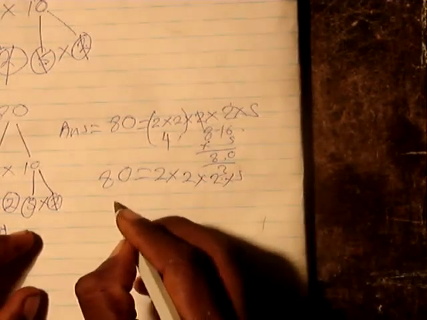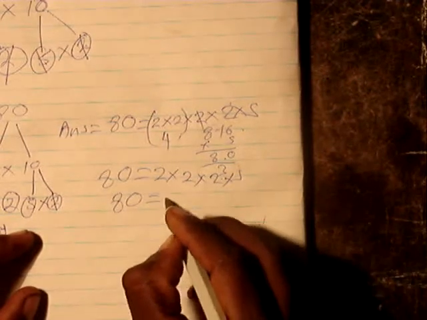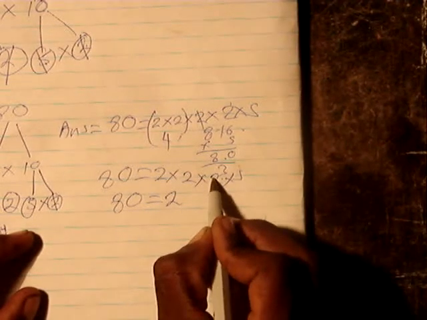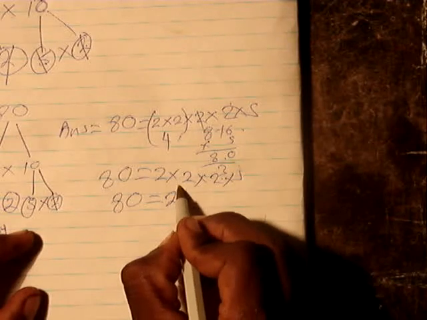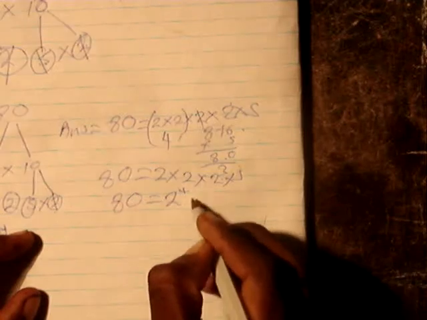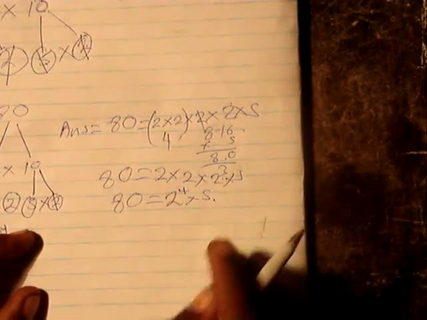or you can write it as 80 is equal to 2 to the power of 4 times 5.